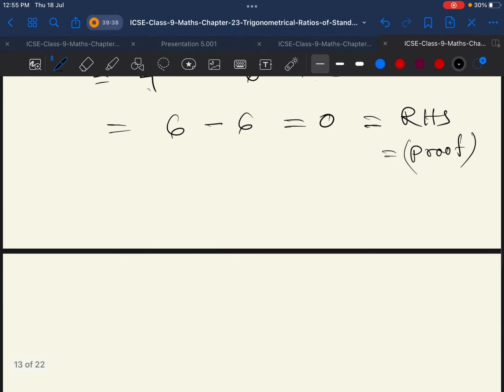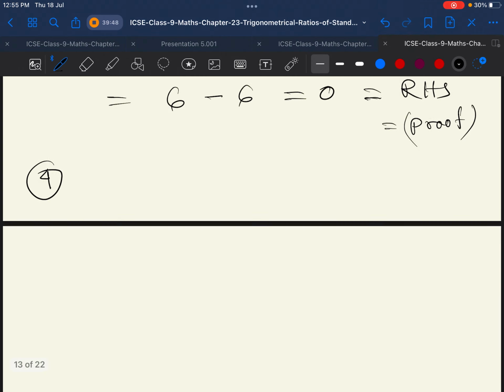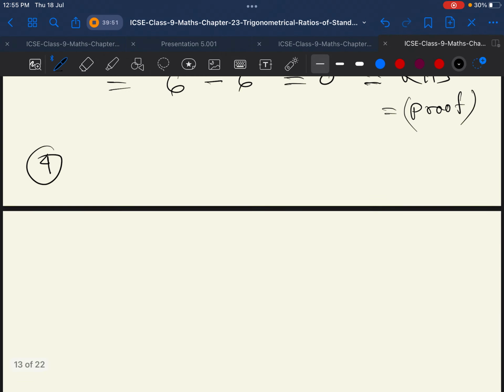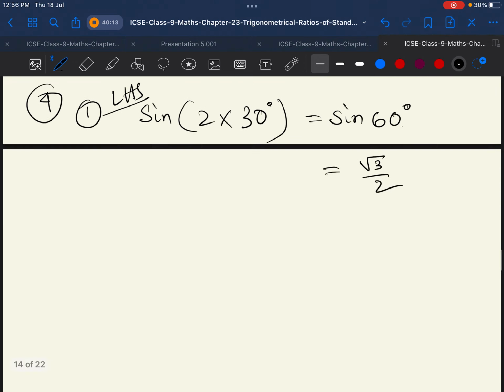Okay, now question number 4. Prove that left hand side is equal to right hand side. So first question, sine of 2 into 30 degree. This is left hand side. So we know sine 2 into 30, we can write 60. We know sine 60 is root 3 by 2.